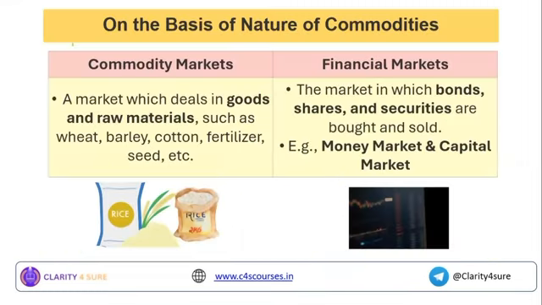Next is on the basis of nature of commodity: commodity markets and financial markets. The commodity market deals with physical commodities, the goods and raw materials in physical form, like wheat, barley, cotton, fertilizers, etc. And the financial market deals with bonds, shares, securities.